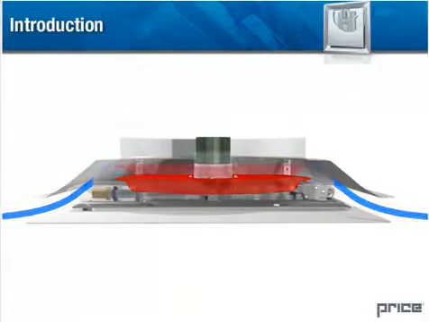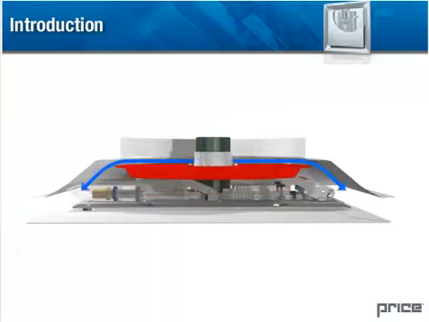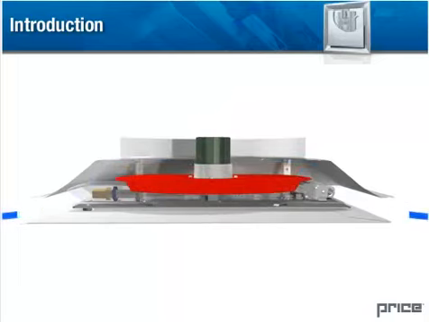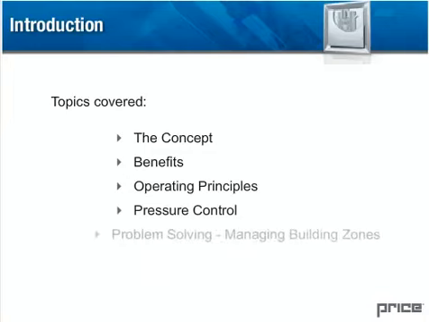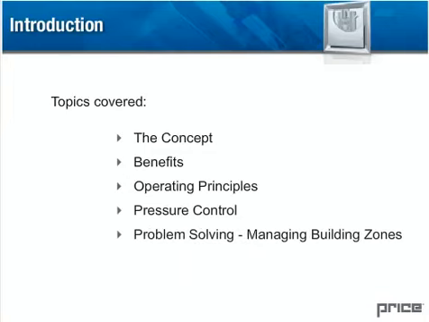Price VAV diffusers, on the other hand, are self-modulating, which means they monitor individual space conditions and adjust airflow to satisfy the occupant's selected level of room temperature. The following interactive training module will explore such topics as the concept behind VAV diffusers, their benefits, and how they compare to conventional air distribution systems. We'll look at some operating principles, including pressure control, and learn how to configure buildings with multiple demand zones. Once we understand that, we'll take a look at one of Price's VAV diffusers, such as the Price Varitherm.